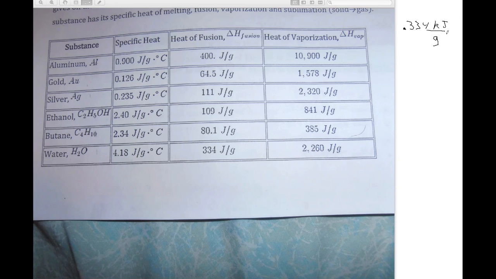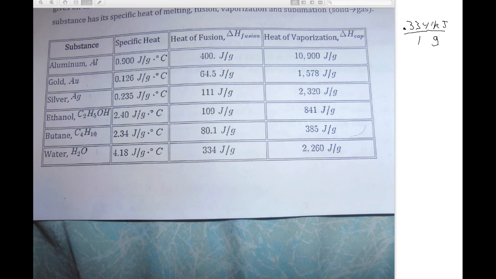How would you interpret this number as the heat of vaporization for water? What would this tell us? Well, for every 1 gram of water, it would require 0.334 kilojoules to melt that 1 gram of water. Yeah, this was the heat of fusion, I should say, so it would take that much to melt that water. Good.